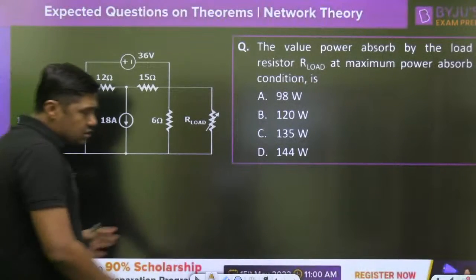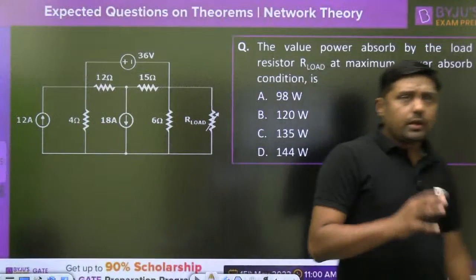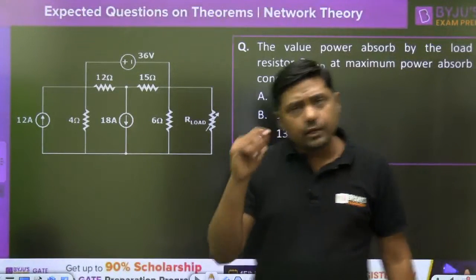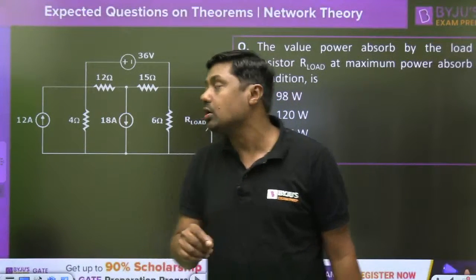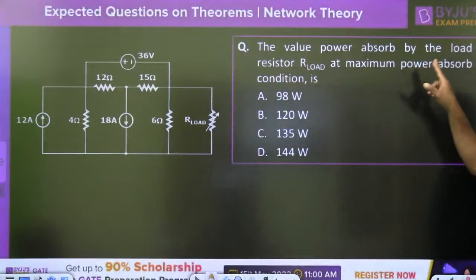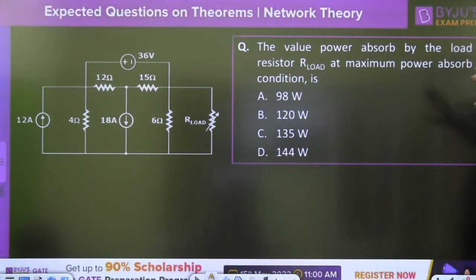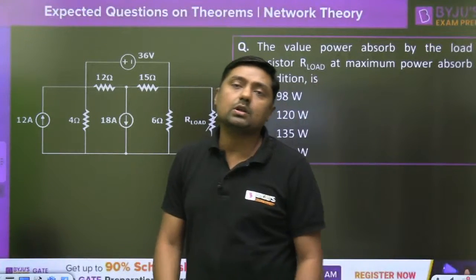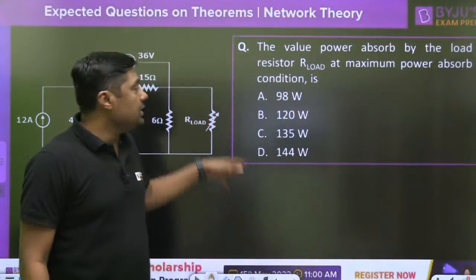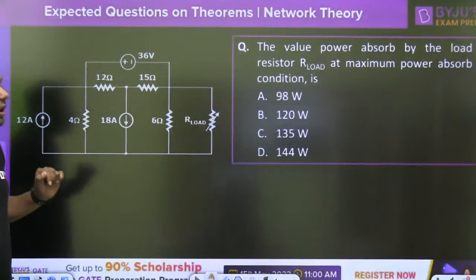This type of numericals you can take a screenshot of this. One by one I will solve. Try to solve this question on rough pages and give me the answer in the comments box. That is the value of the power absorbed by the load resistor at maximum power absorb condition. What is the maximum power transfer theorem? You have to apply the maximum power transfer theorem, and find what will be the power given to the load.